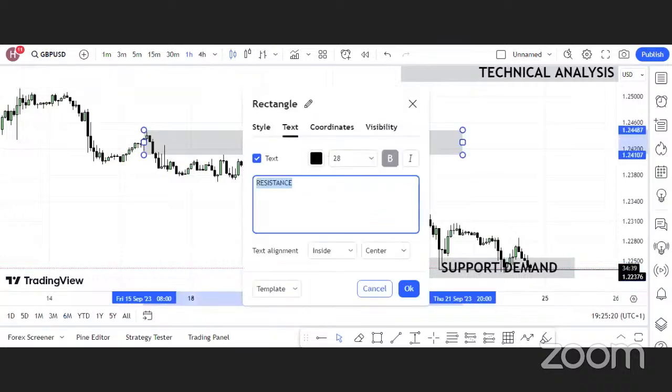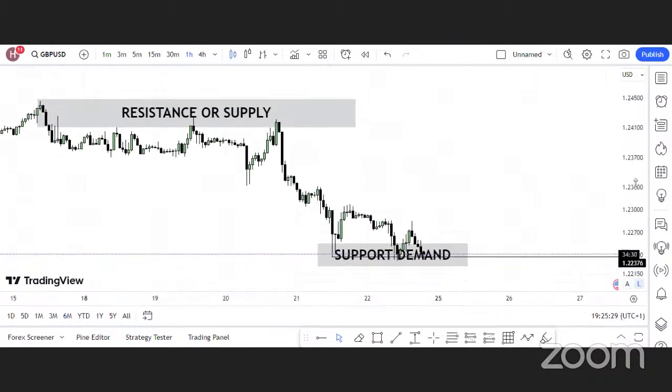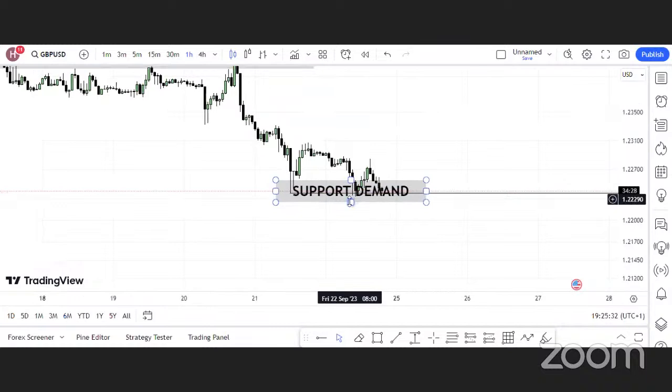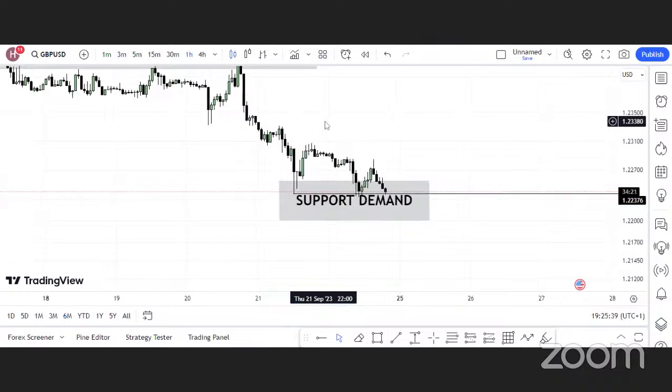So this one is resistance or supply, right? I could call it resistance. I could say it's a supply. I'm saying the same thing. All right. And what is a support? Support occurs where a downtrend is expected to pause due to concentration of a demand.